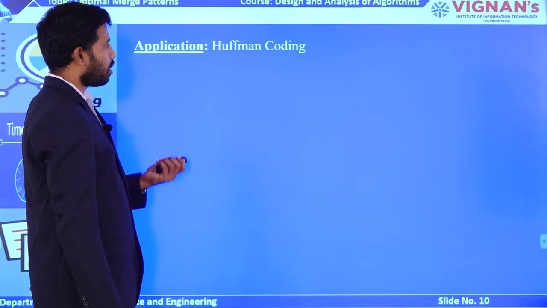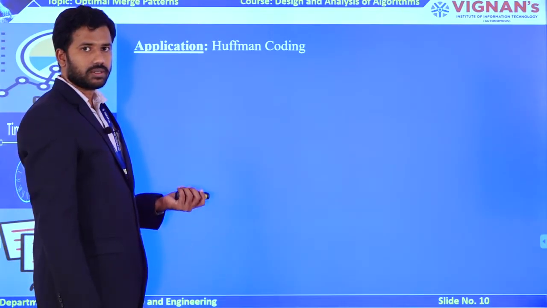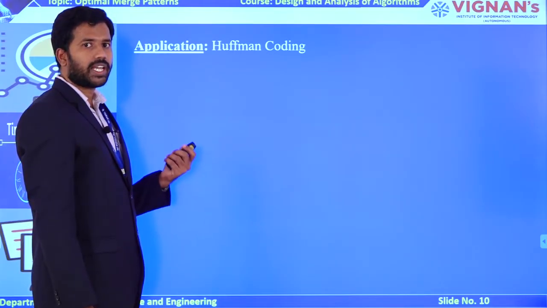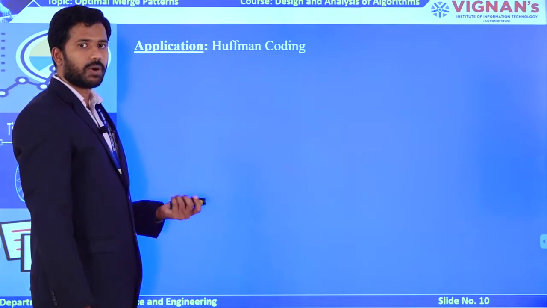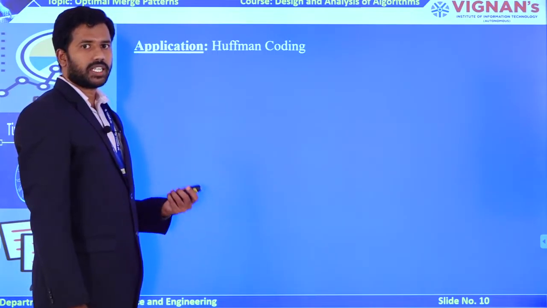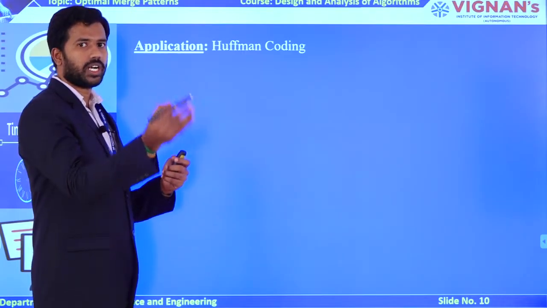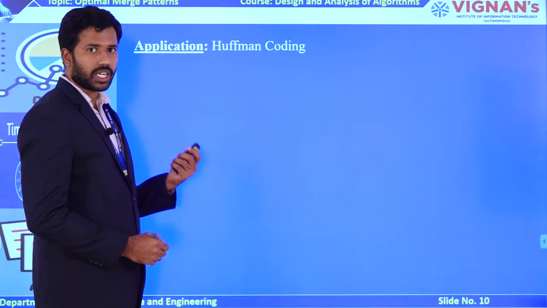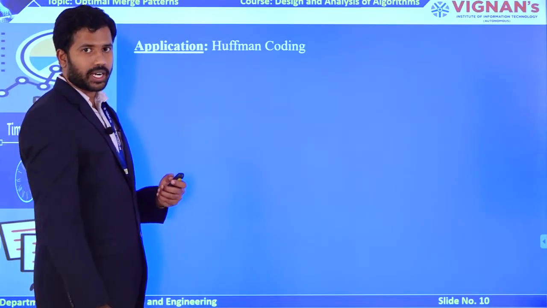Now try to observe the application of these optimal merge patterns, nothing but Huffman coding. First of all, let us understand why this Huffman coding is required, even though you have ASCII coding. With the help of ASCII coding, we are representing the data to send it from one place to another, or one machine to another. Now let us understand why Huffman coding is required and why it supports these optimal merge patterns.